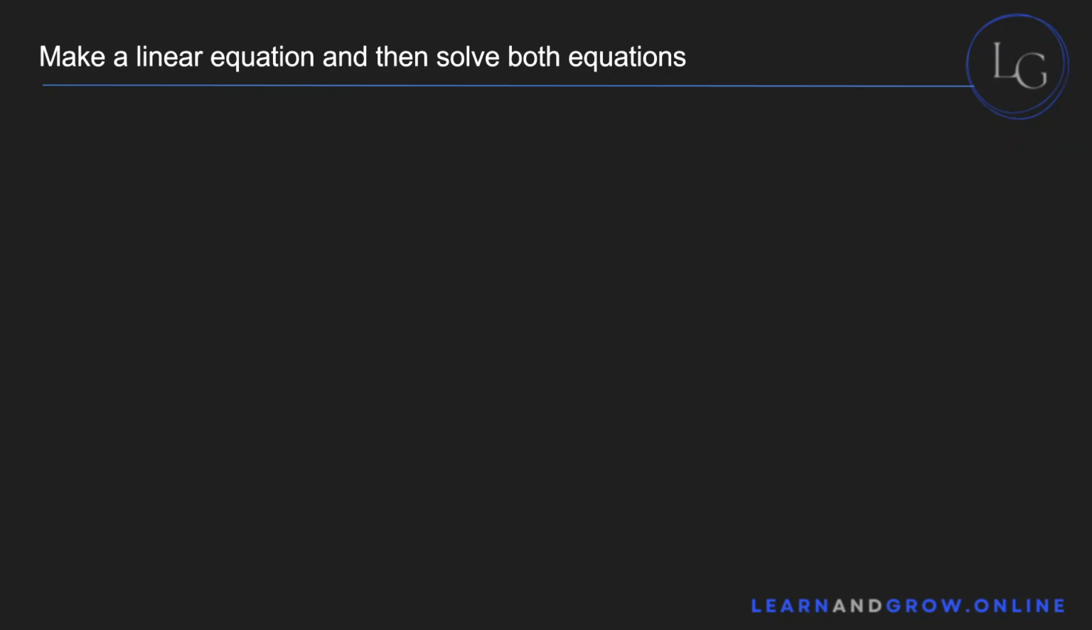So now we'll make a linear equation to solve two quadratic equations given to us, two simultaneous quadratic equations. So we have a system of equations here. We have this equation and we have this equation. Now we have to make one of them linear to actually be able to solve for x and y.